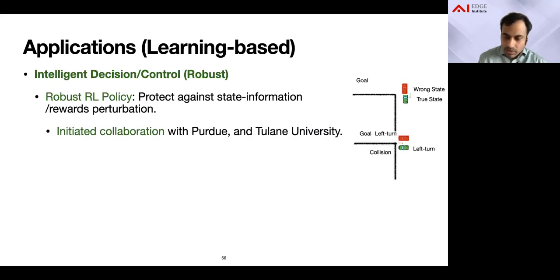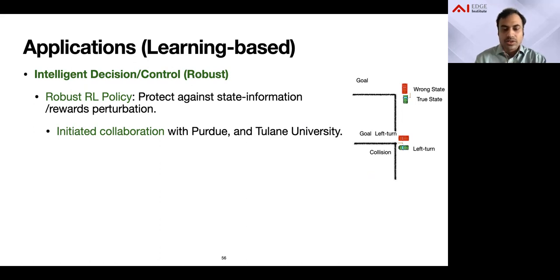I'm also working with Purdue University, for example with Elena, and with Tulane University. Here we are talking about intelligent decision or control, or robust RL policy, where we are trying to protect against state information perturbation. You have the true vehicle state, but someone perturbs your state space and gives you a slightly wrong state. Now you take a wrong action, you take a left turn, and then you will be headed to a collision.